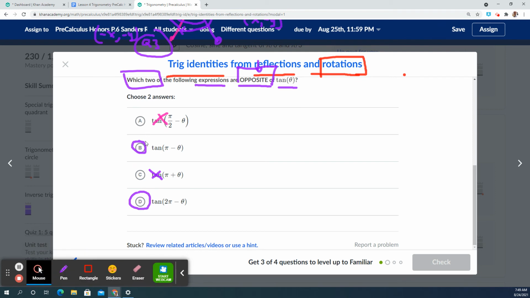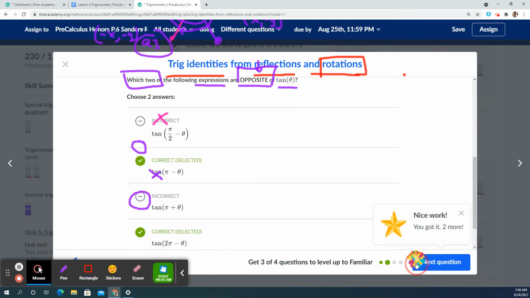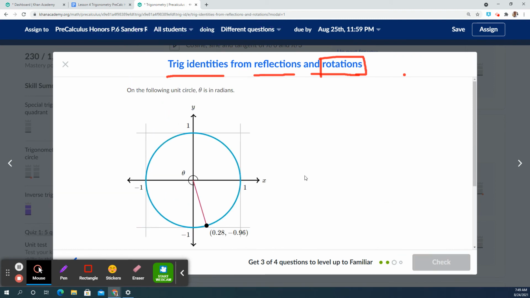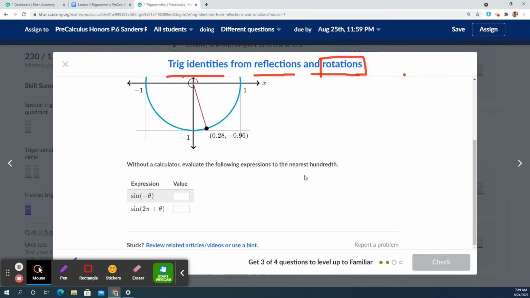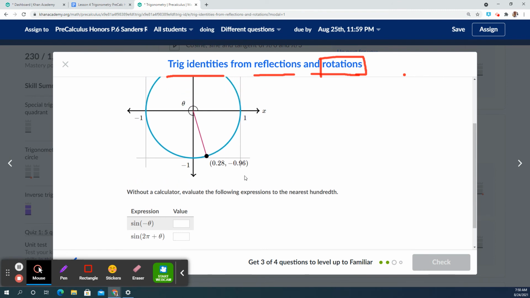Okay. So going through each one, making sure we understand it. And this looks to be a similar style problem. This one's pretty easy, right? Anytime you're adding 2 pi to the positive, you're landing in exactly the same spot. Sine, is that x or y? That's your y. So that's going to be your answer, negative 0.96 for adding it.